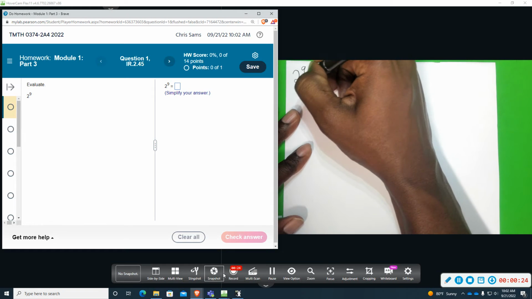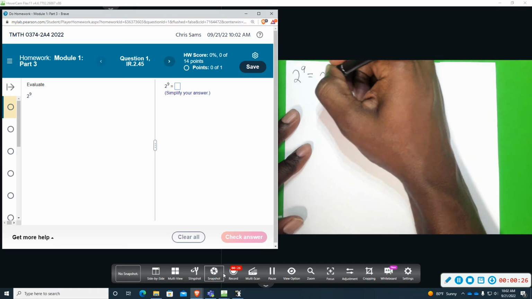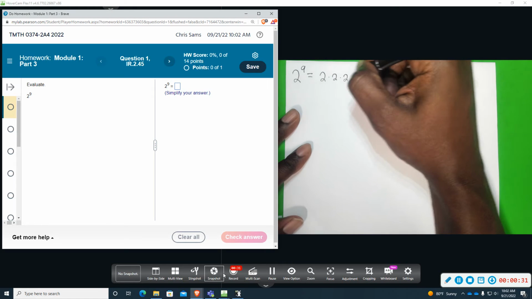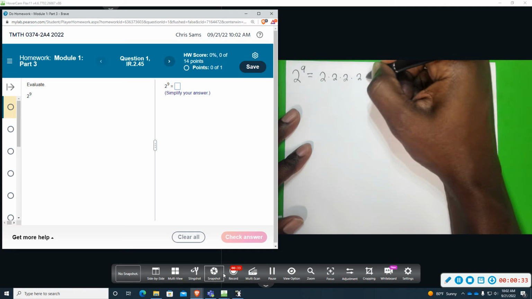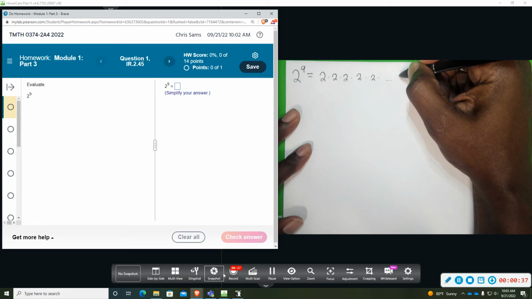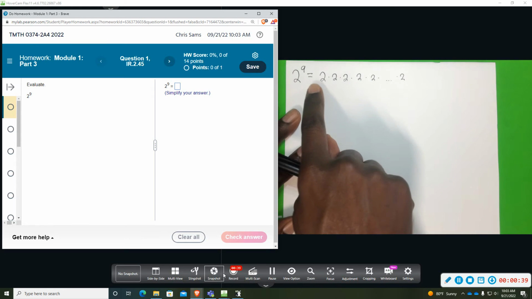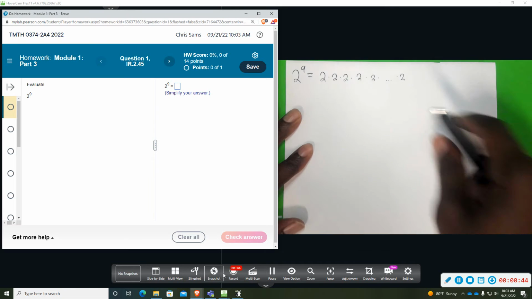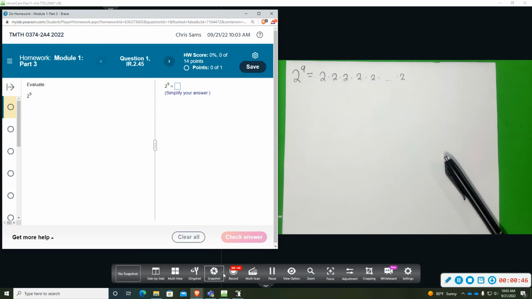That means you're going to be multiplying 2 times 2, and you're going to write 9 2's and multiply them. So I'll keep going, dot dot dot, until I get to 9 2's. Right now I wrote 1, 2, 3, 4, 5, 6, 7, 8, and I would need to write 9. All right, so that's going to be a big answer. You don't have to do all that by hand.